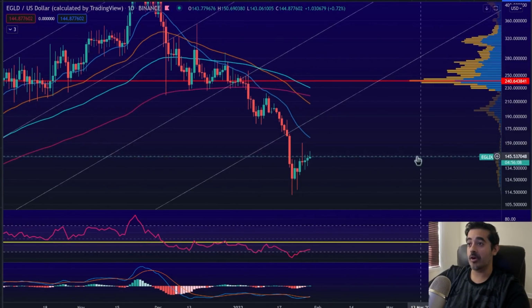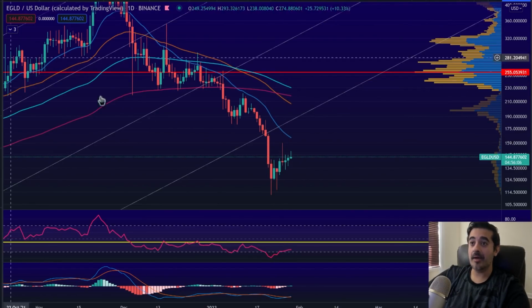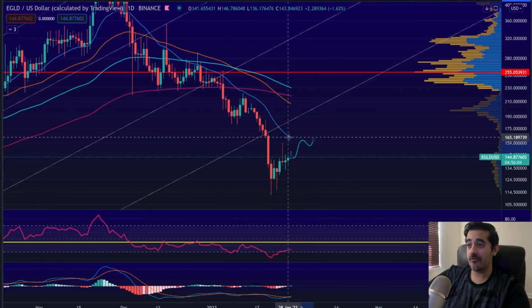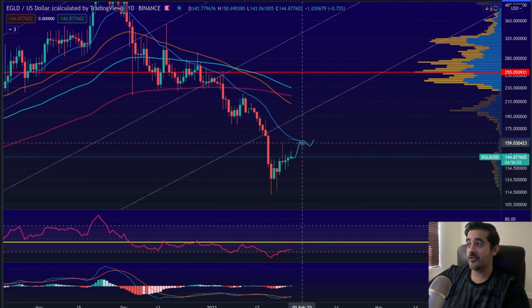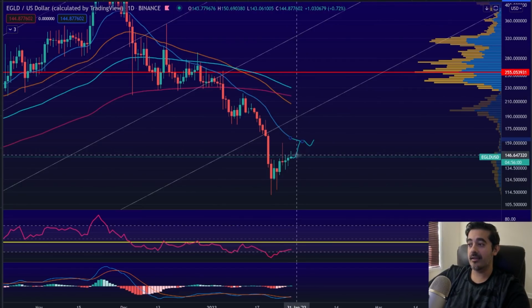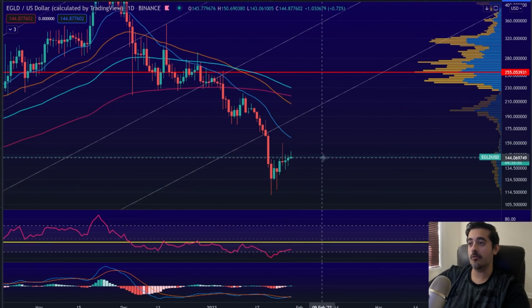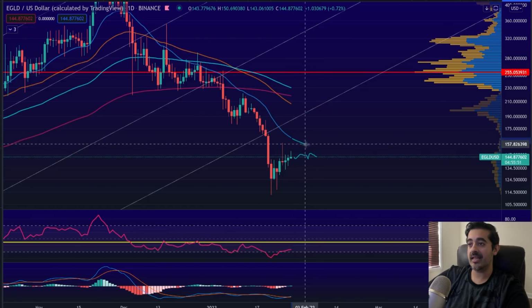So what I really want to see is us come up and touch this moving average, likely when it moves over this way. So probably around the 160 mark, sometime early February. So in a couple of days, I want to see us start moving towards that 160 area. If we keep consolidating here a little bit longer, that's fine. That'll bring down this moving average.